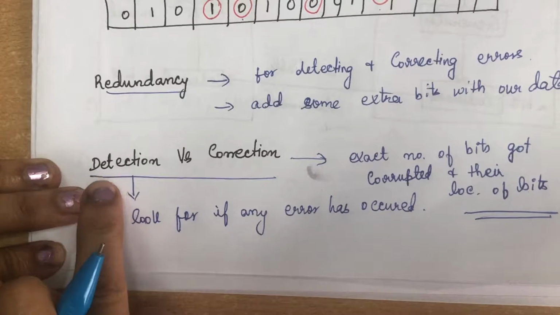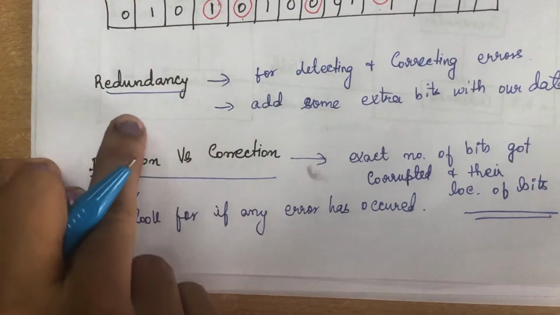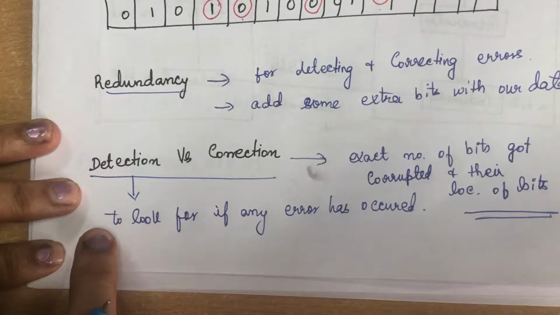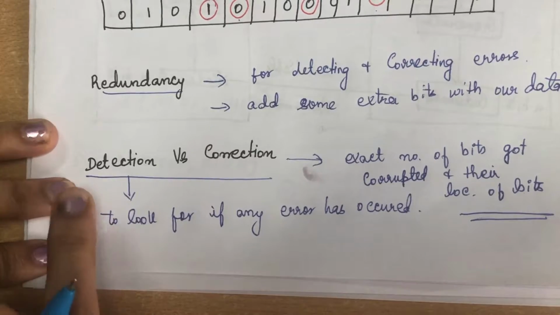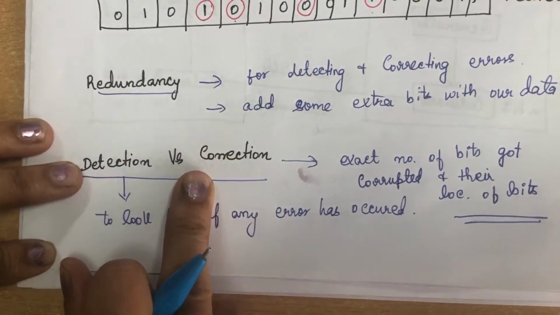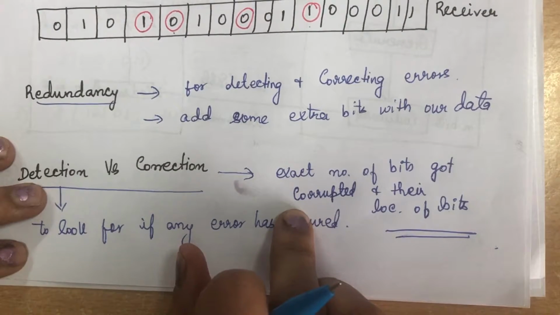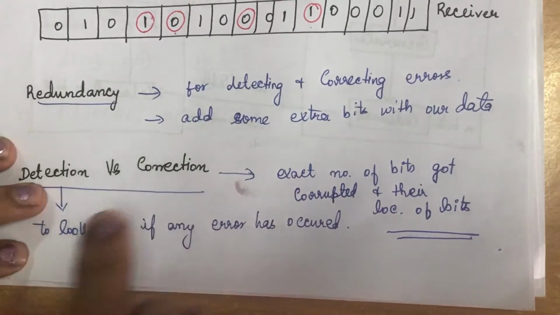So we have seen the types of errors and what redundancy is. Next we have seen detection versus correction. Detection means finding out whether an error has occurred or not. Error correction means knowing the exact number of bits which have been corrupted and also their locations.